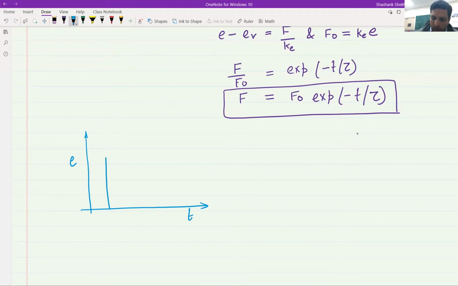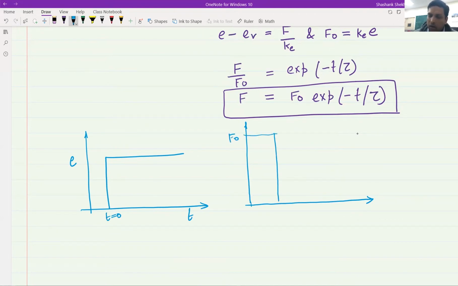So if we are applying sudden strain, this is T equal to 0, and as a response, the force would change like this. Initially there is a force F naught, which is the force generated because of the spring, but then the dashpot starts to accommodate the strain, and when the dashpot takes the strain, there is no resistance force generated by the dashpot, and hence the overall force keeps decreasing, and therefore eventually it will die off to 0.